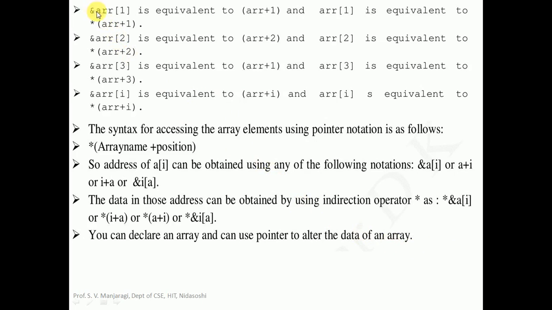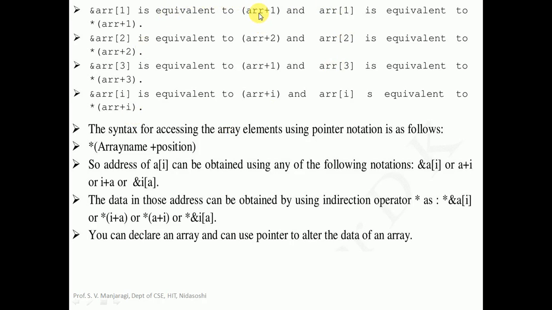That is, the address of the array's second element, ampersand array of 1, where 1 is the array index of the second element, is equivalent to ARR, that is the array name. Array name is basically pointing to what? It is pointing to the starting address of the array, the base address of the array. In the previous example it was 1000.